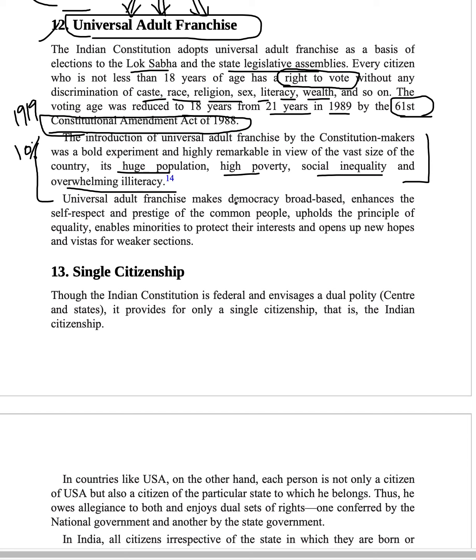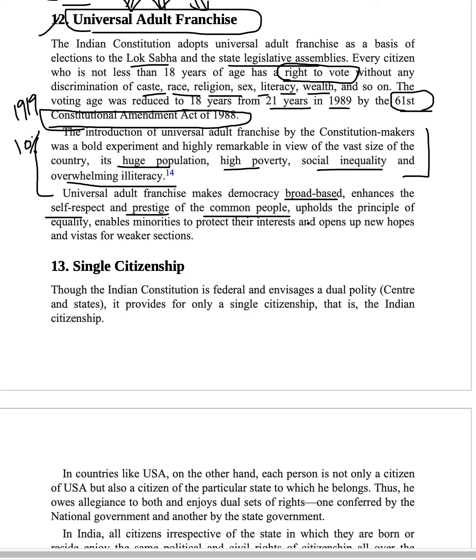So universal adult franchise makes democracy broad based. The base becomes very broad because so many people have voting rights. It enhances the self respect and prestige of the common people, upholds the principle of equality, enables minorities to protect their interests, and opens up new hopes and vistas for the weaker sections. So here you can also link these particular things to the different features which are given in our constitution, that enhances self-respect and prestige. So this is also one of the duties, as well as it is given in our preamble also, that the dignity of self should be respected.